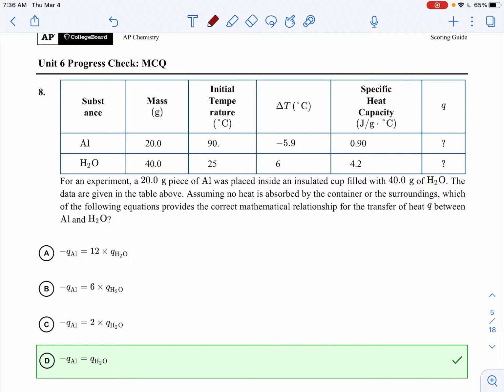The heat transfer is not dependent on the amount that we have. Because remember, it doesn't matter how much of each, the heat from the aluminum will always transfer to the water. And so the answer is going to be D. Now these with the 2 and the 6 and the 12, that has to do with delta H, the heat of the reaction. Remember, the heat of the reaction is stoichiometrically related. But this is not. Okay.